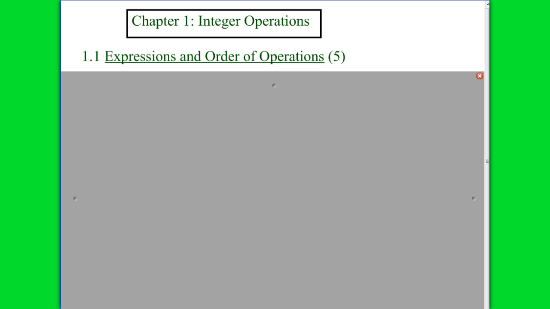Okay? The page number that the lesson begins on in your textbook is what is in parentheses after the lesson name. So up there, number 5 means that this lesson starts on page 5 in your textbook. And I just put the beginning page, the first page of the lesson. Begins on page 5. Yes?